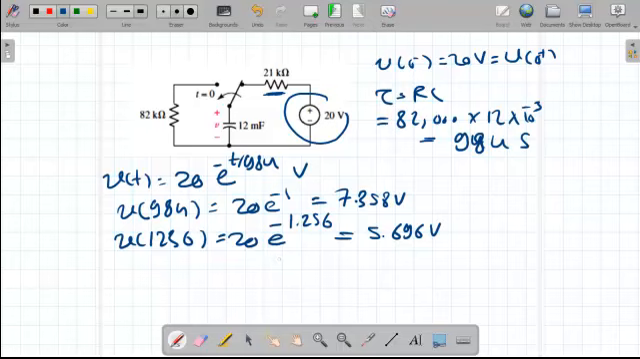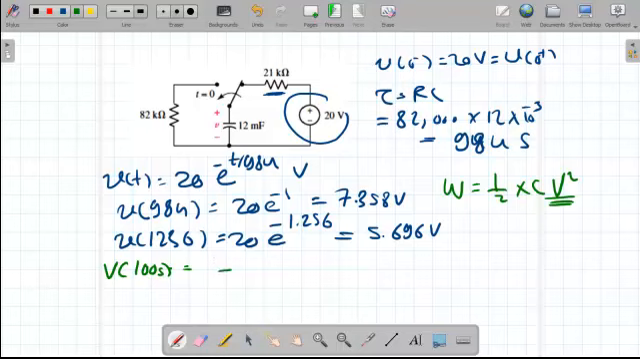Now the last part of the question, we need to find the energy stored at 100 seconds. We know that the formula for the energy stored in the capacitor, W equals half C times V squared. So we need to find V at 100. So V at 100 second will equal 20 times E to the minus 100 over the time constant 984. So this becomes 18.07 volt.